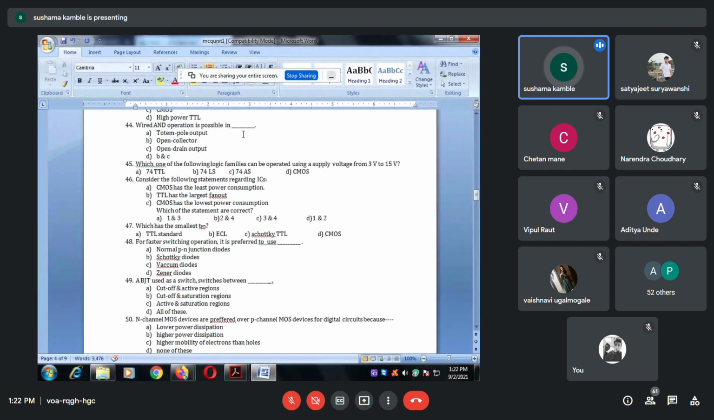Okay, wired AND operation is possible. Just now we discussed this. Open collector in case of TTL and open drain output in case of the CMOS. So B and C, that is the option D. Got it? We just saw that when there is an open collector and open drain, then only wired AND is possible. Got it?